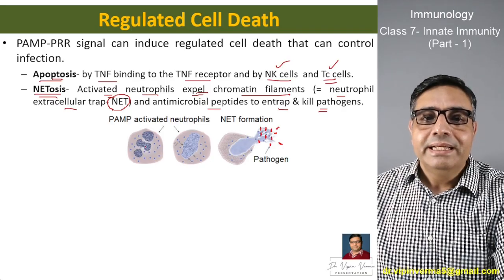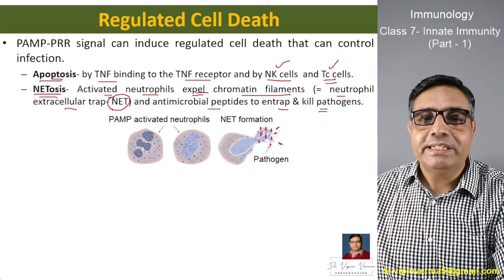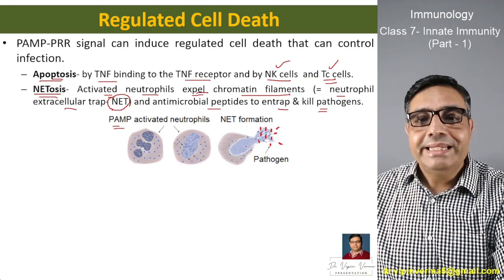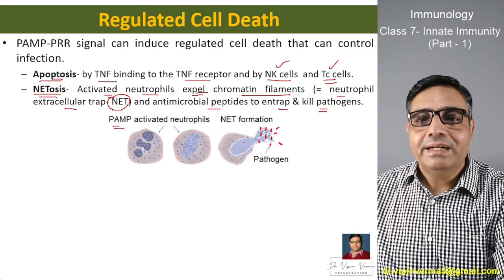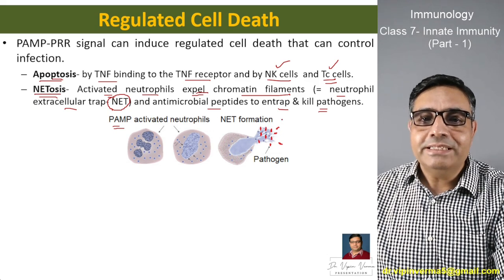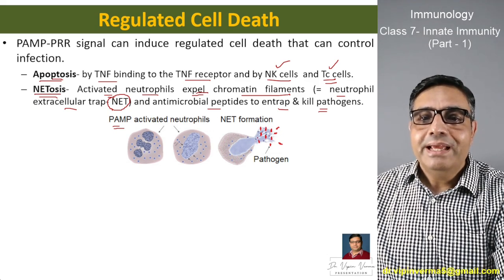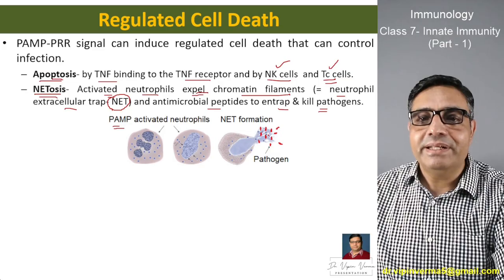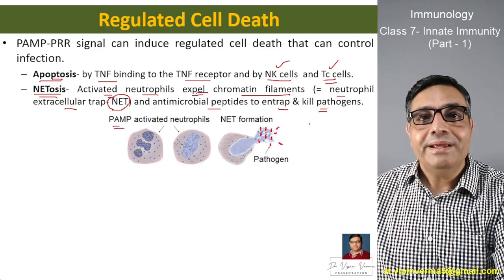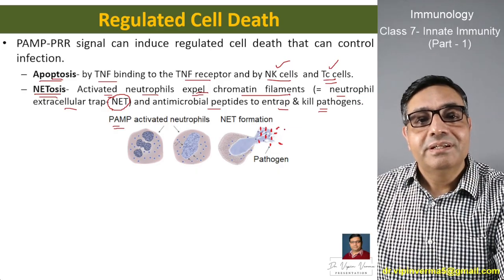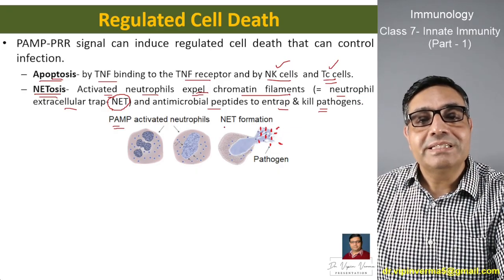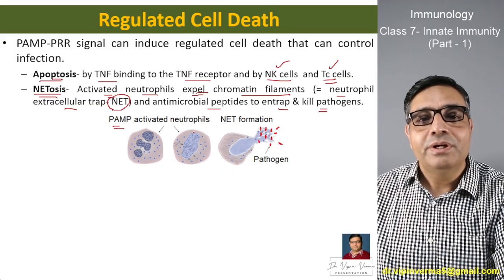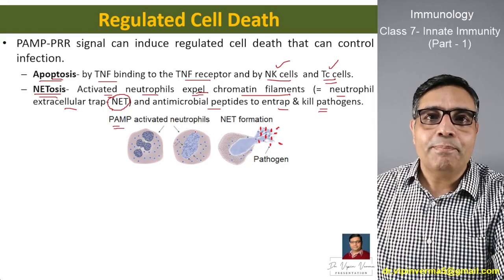Now you can see here, these are the neutrophils which are activated by PAMPs, the pathogen associated molecular patterns. Now they are expelling their chromatin filaments as well as the antimicrobial peptides to trap these pathogens. These red colors are the pathogens. They are easily trapped here and then killed. Okay, but during this process, these neutrophils also die. So basically this is a kind of suicidal attack on the pathogens.